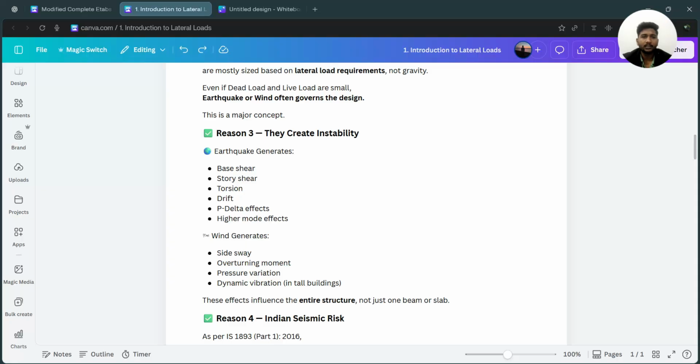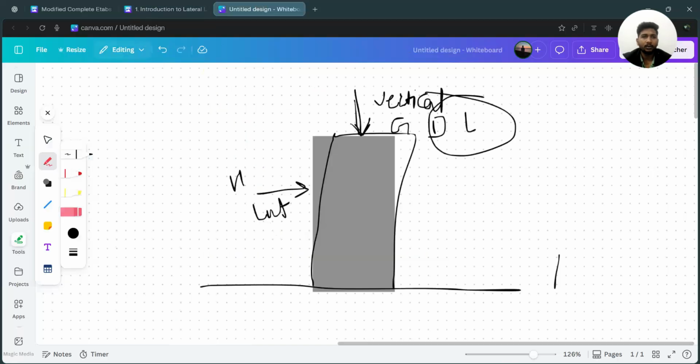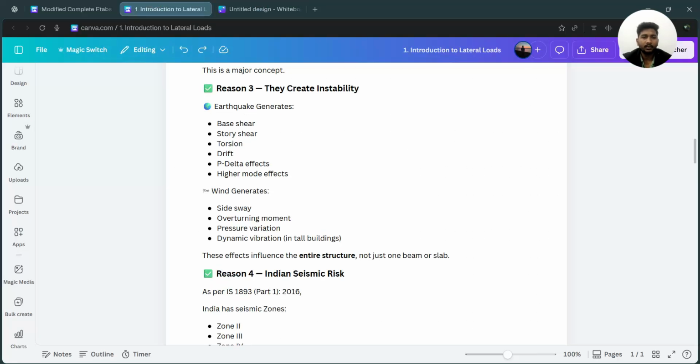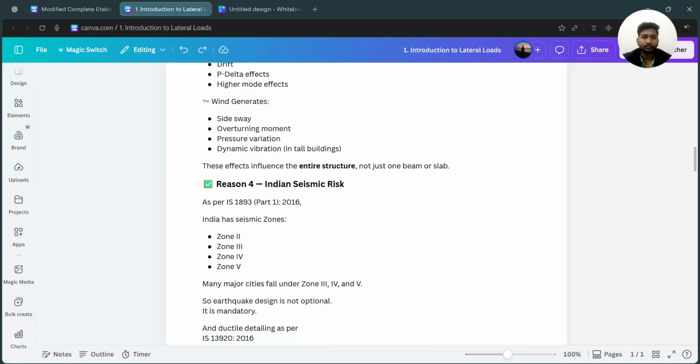Let's see what they generate, or why they create the instability. Earthquake generates the base shear, story shear, torsion, drift, the P-delta effect, and then the higher mode effects. Then wind generates sideway, meaning sideway movement of the building, then side-by-side movement, then the overturning moment, pressure variation, and dynamic vibration in tall buildings. This effect influences the entire structure, not just one beam or slab.